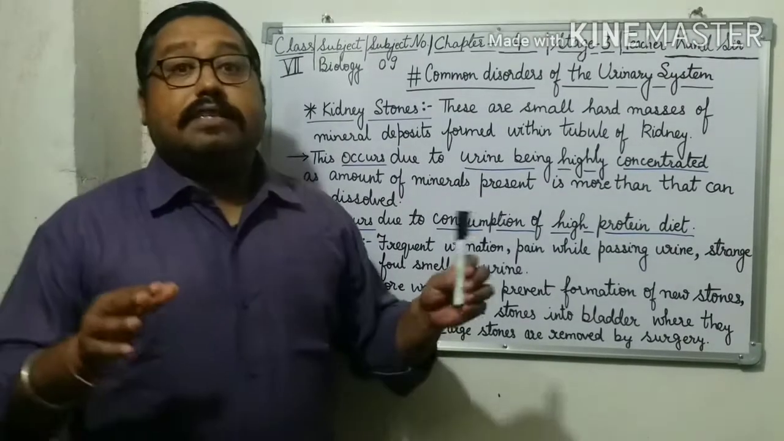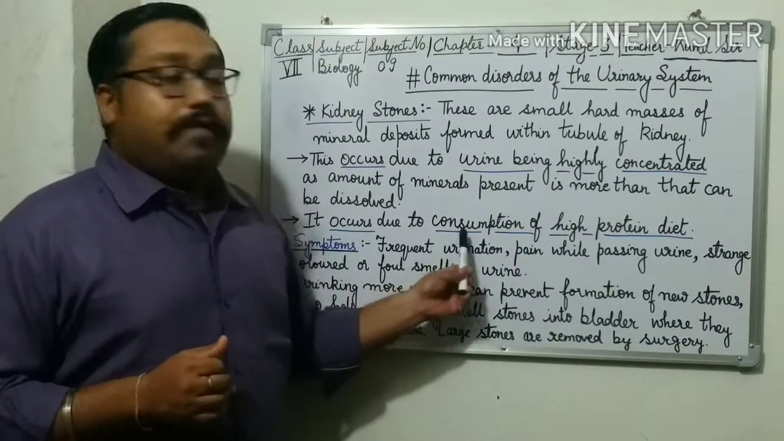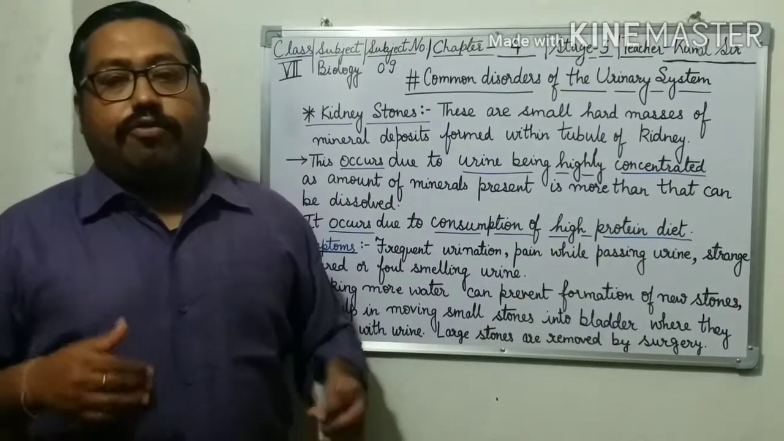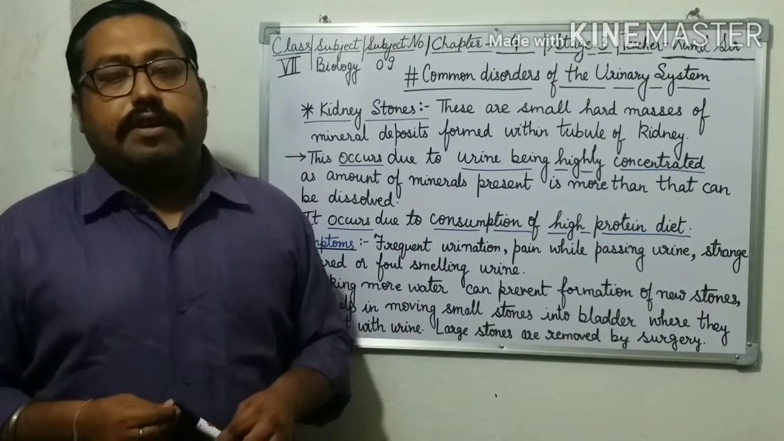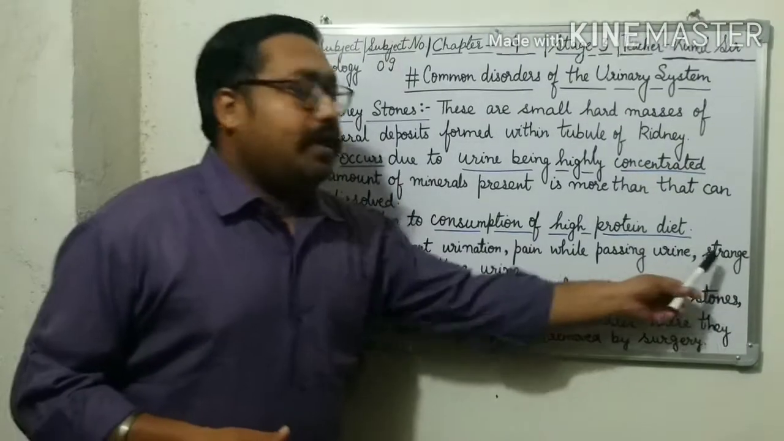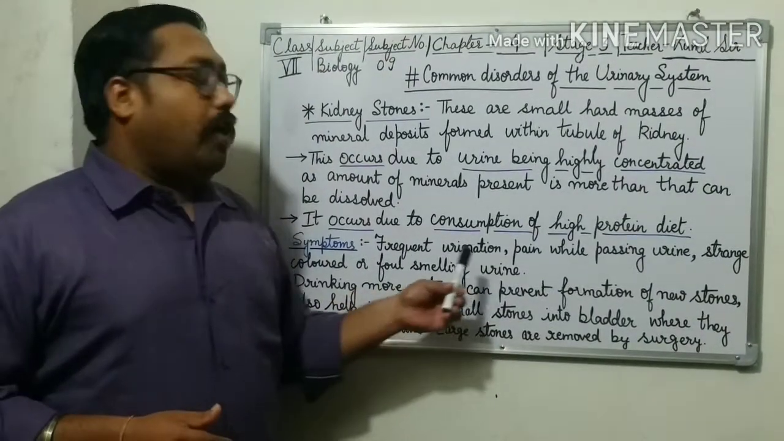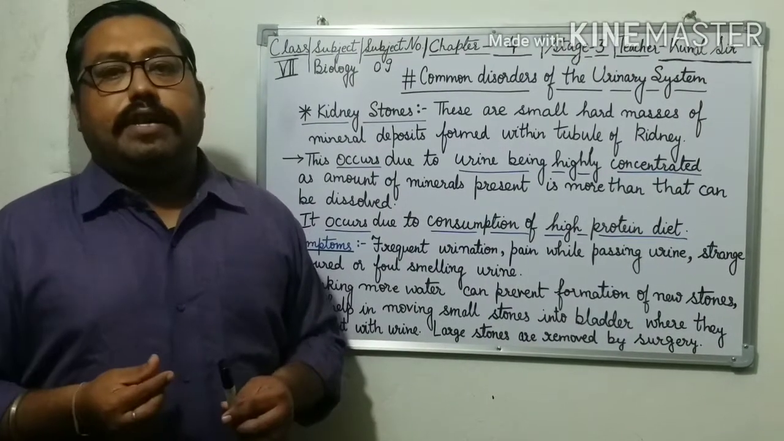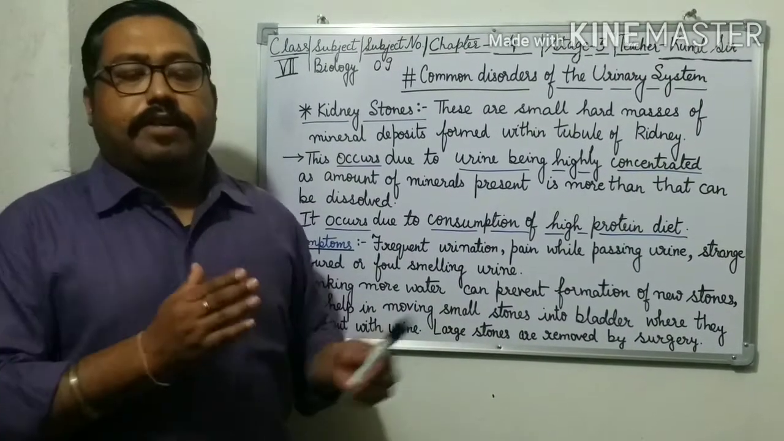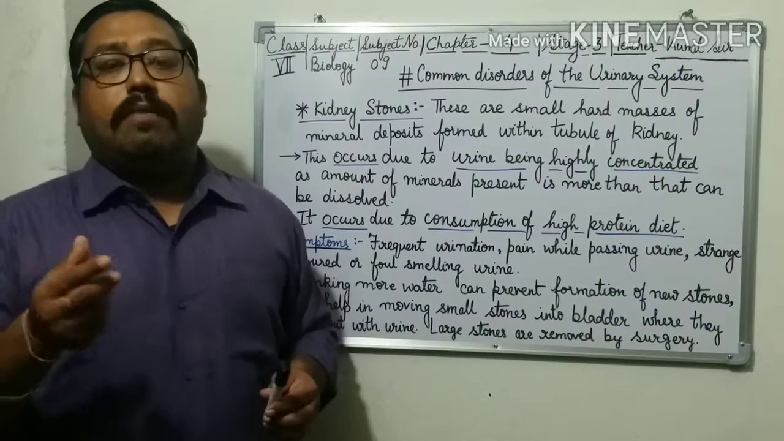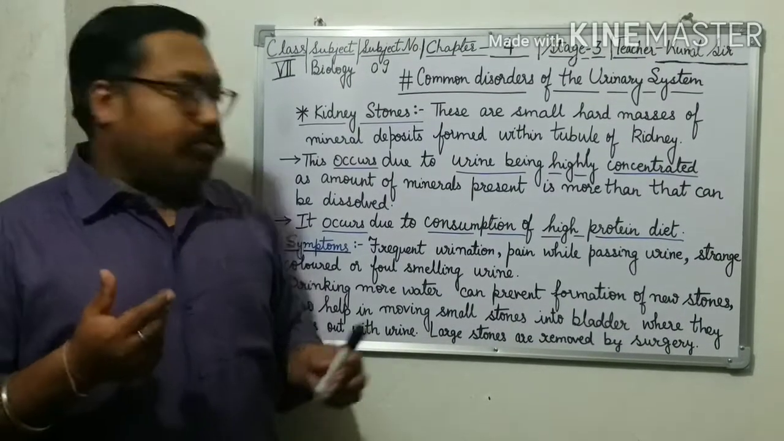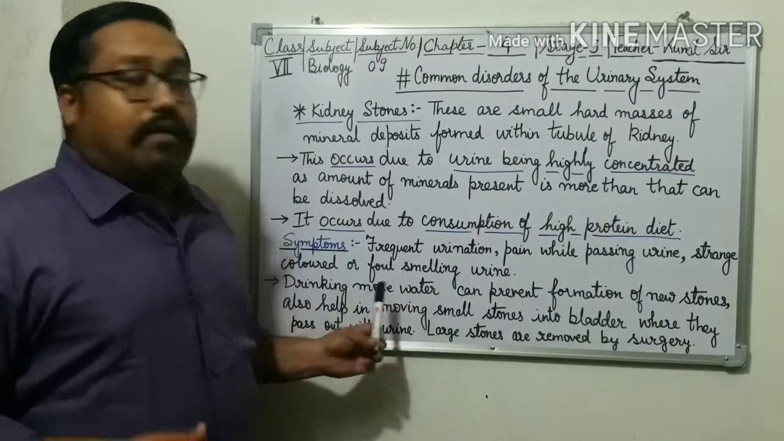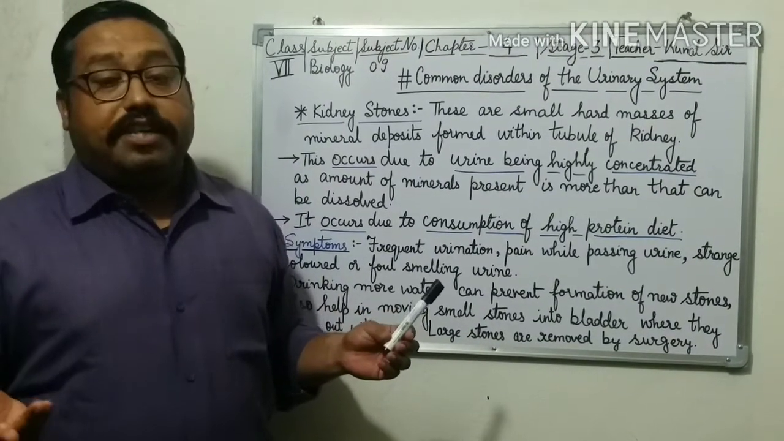Okay, what are its symptoms? Symptoms are frequent urination, pain while passing urine, and strange colored or foul smelling urine. When you go for passing the urine, you feel pain. Means when you pass urine, the color of the urine is different from the normal, and you can feel a foul or bad smell.